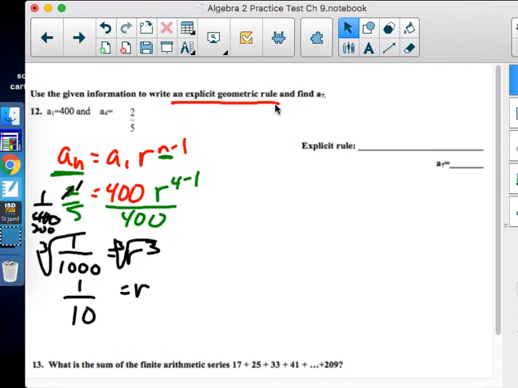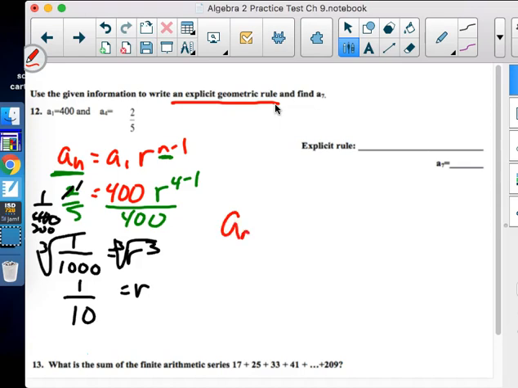But let's just say you didn't want to do any of that in your noggin. You wouldn't have to. We could take 2/5 and divide it by 400, and then take math number 4, the cubed root of that answer. Math number 1, voila, there it is. It's 1/10. So either way, we're going to get an R of 1/10. Now we're not done, but we're super close, because remember that was the only thing that we needed.